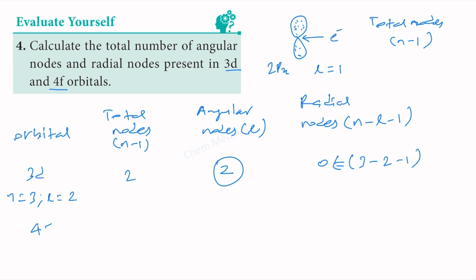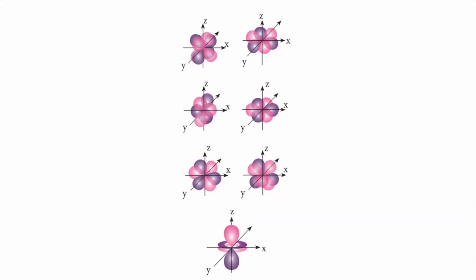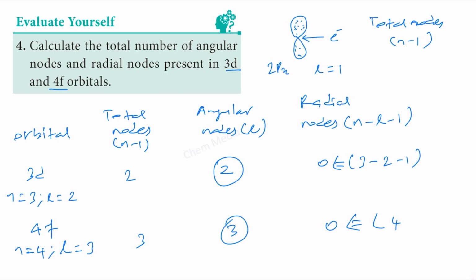How about 4f orbital? In the case of 4f, the value of n is equal to 4, and for f orbital the value of L is equal to 3, and therefore what would be the total number of nodes? 4 minus 1, 3, and the angular nodes will be equal to 3, therefore the radial nodes will be equal to 0. This is simply 4 minus 3 minus 1.